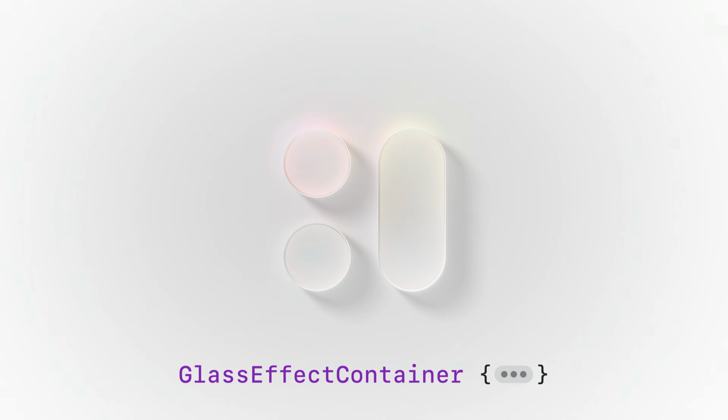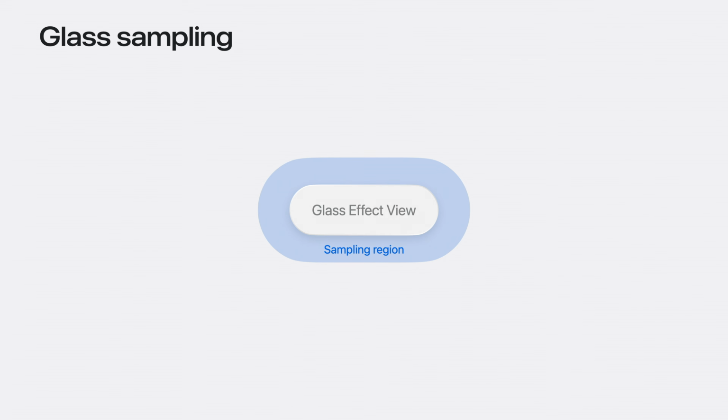Now that we have our custom badge, let's bring multiple badges together so they interact and blend with each other. To combine multiple gloss elements, use the gloss effect container. This grouping is essential for visual correctness. The gloss material reflects and refracts light, picking colors from nearby content. This effect is achieved by sampling content from an area larger than itself.